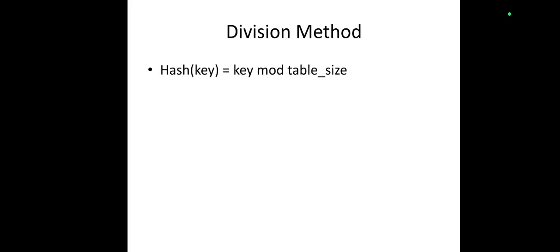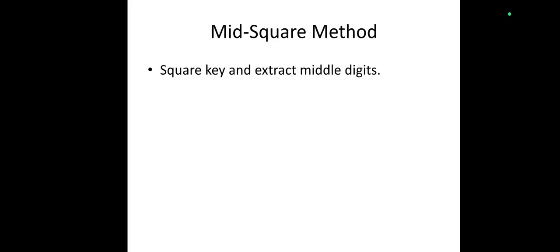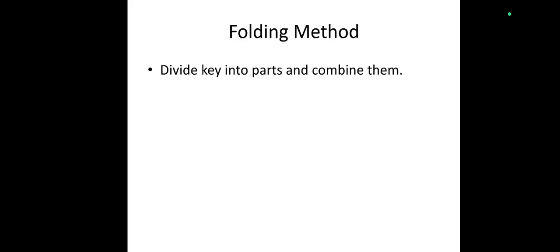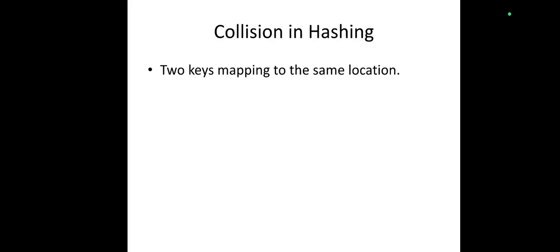Division method, mid-square method: square the key and extract the middle digits. Folding method: it divides the key into parts and combines them.